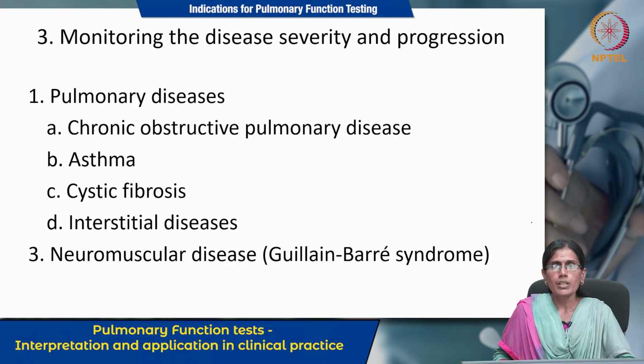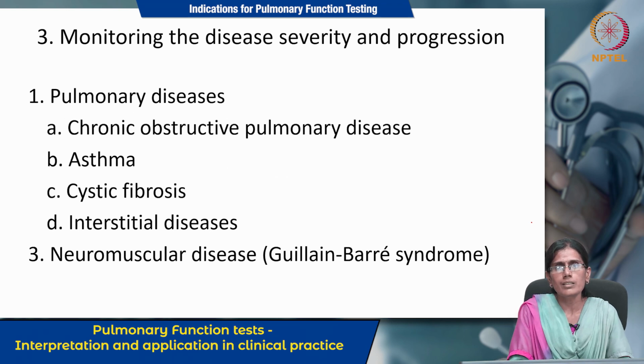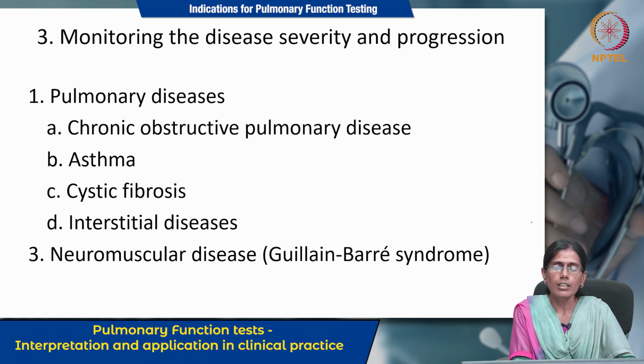So the next indication, the third indication, being monitoring the disease severity and progression. You have diagnosed that the patient has COPD. We want to stage whether it's a mild, moderate or severe disease, because treatment depends upon the severity. Either we will give low dose steroids or we will give bronchodilators with steroid when the disease severity is going to go up. And in Guillain-Barré syndrome, we are going to assess the progression of respiratory muscle weakness, whether the muscle weakness is worsening or improving, using PFTs.